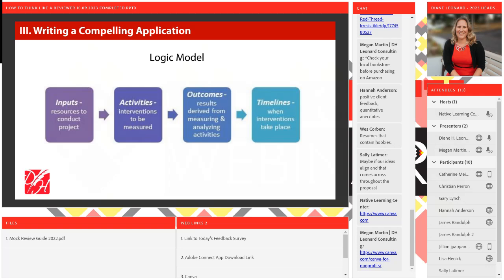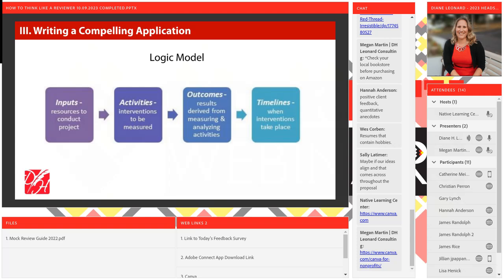So as we think about our application and the components of it, things that help to make a compelling application that get our reviewer engaged, something I'd ask you to consider are logic models. I know, not everyone loves a good logic model. Now, we recognize their value, but it's not always where we're comfortable. Logic models help a reviewer to understand the program design that we have put forward.